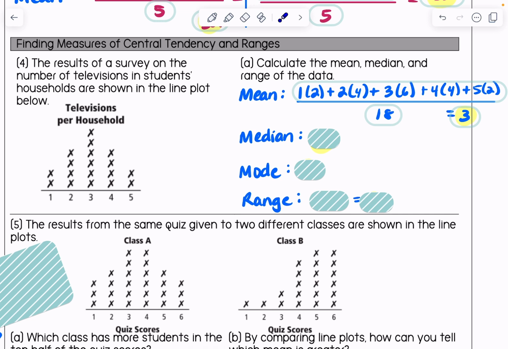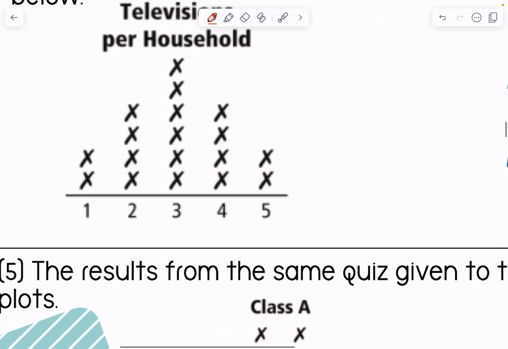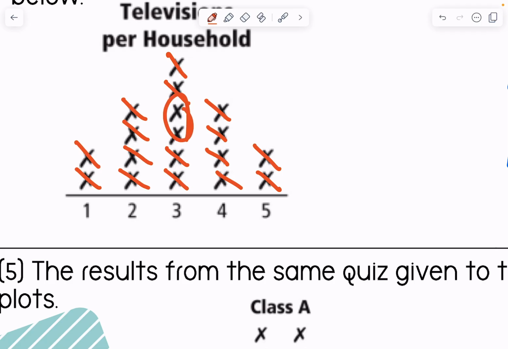Okay, now for the median. This is kind of weird. This is the difficult part. I am going to cross them off until I get to the middle. There's more than one way to do this, by the way. Okay, so I end up with between these 2 people, but I know that it's just 3.